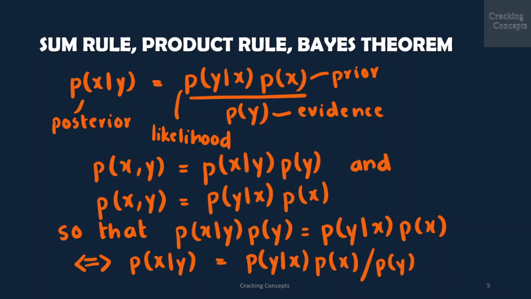p(x, y) is p(x given y) times p(y), and p(x, y) is p(y given x) times p(x), so that p(x given y) times p(y) is p(y given x) times p(x), which gives p(x given y) equals p(y given x) times p(x) divided by p(y).